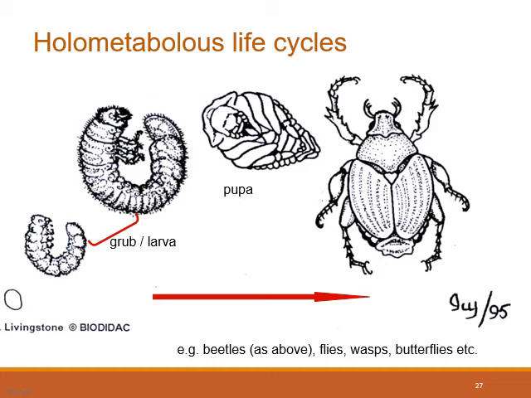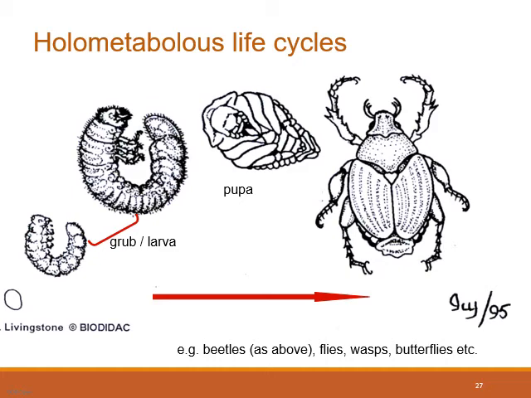The larvae are so different, in fact, that we often give them completely different names. For example, a beetle larva is known as a grub, a fly larva is known as a maggot, a butterfly larva is known as a caterpillar. So we even have different names for these different stages of their life cycle. The larvae also feed on different foods to the adult.